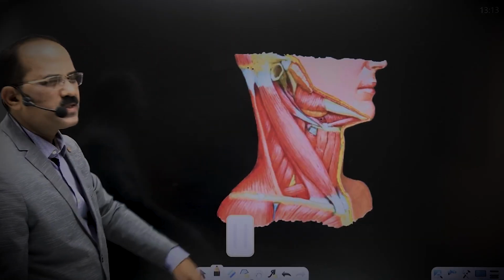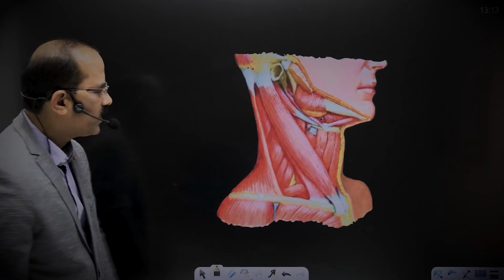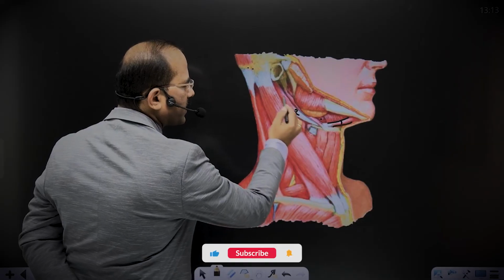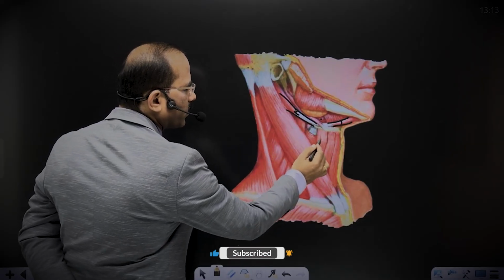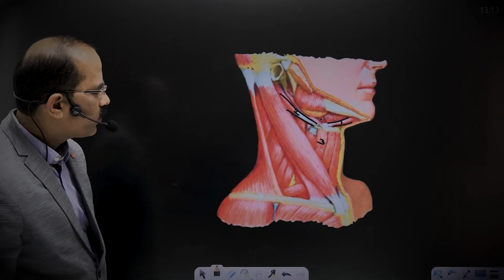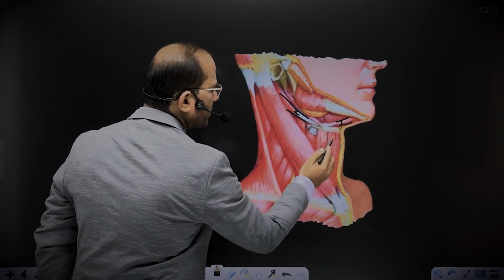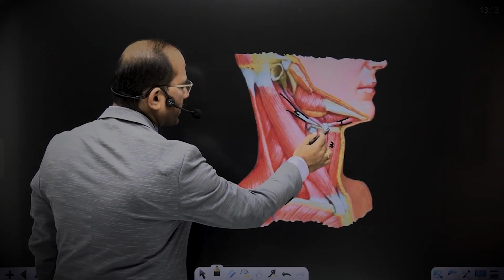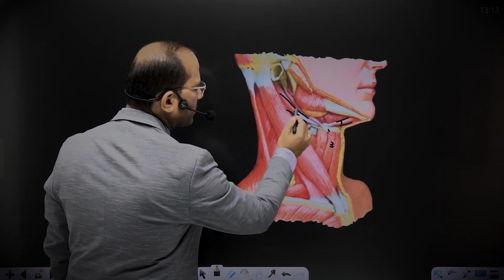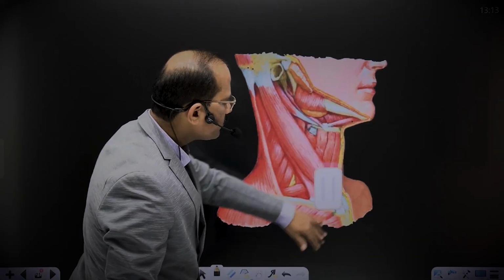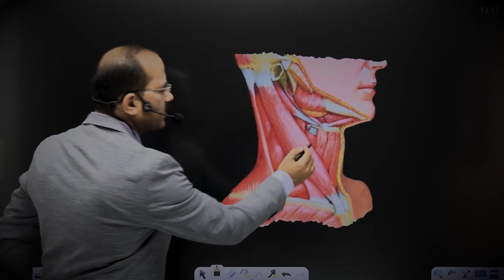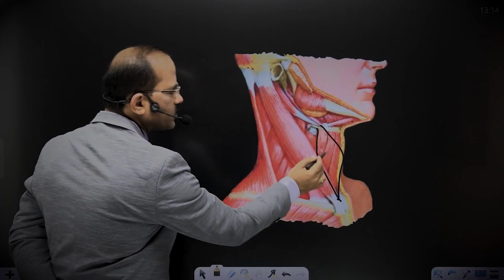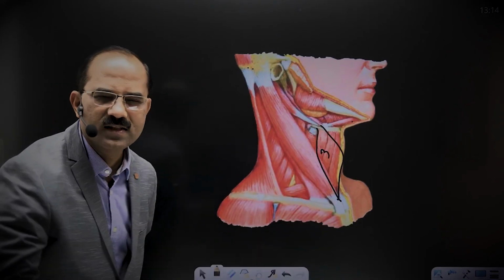Later we'll discuss the posterior triangle in detail in some other lecture, right? Now, what is this number 1 and number 2? That's the anterior belly of digastric and the posterior belly of digastric. And what is this number 3? That's the superior belly of omohyoid. So now you tell me, students, what is this triangle here? Just one moment. For the sake of convenience, I'll take this as the superior belly of omohyoid. So what is this triangle? That's the muscular triangle. You can see all muscles here, so muscular triangle.